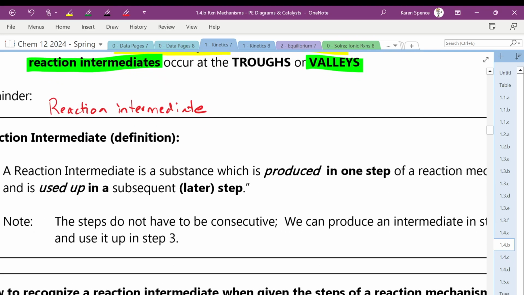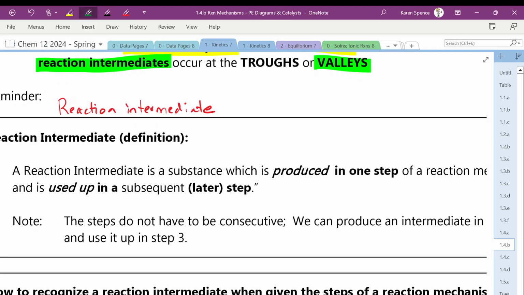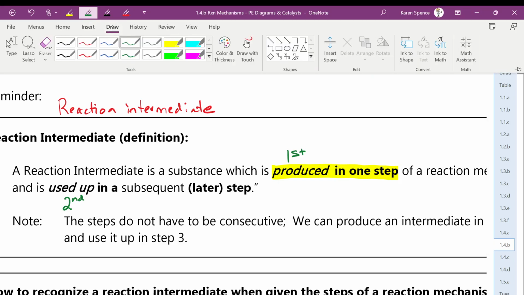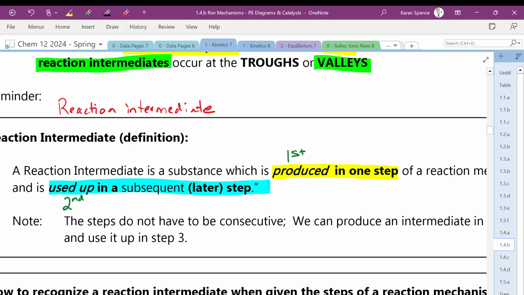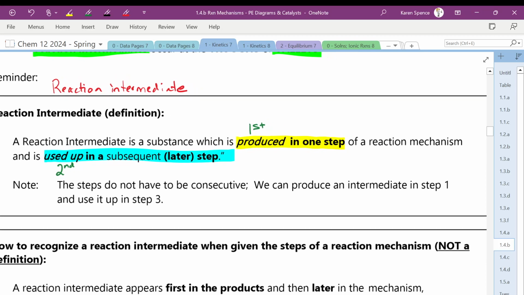Okay, so a reaction intermediate is a substance which is first produced in one step, and second, it gets used up in a later step, okay? The steps do not have to be consecutive. You can produce something in step 1 and use it up in step 3, okay? So that's okay. You can produce it in step 1, use it up in step 3. Totally fine.